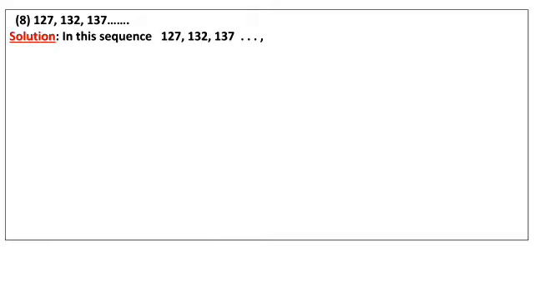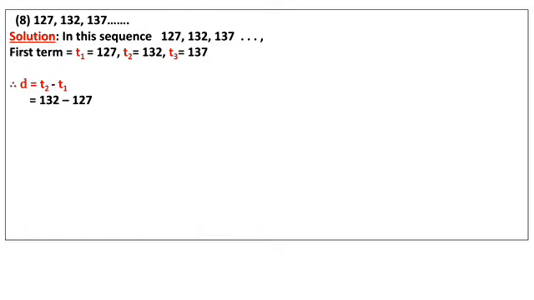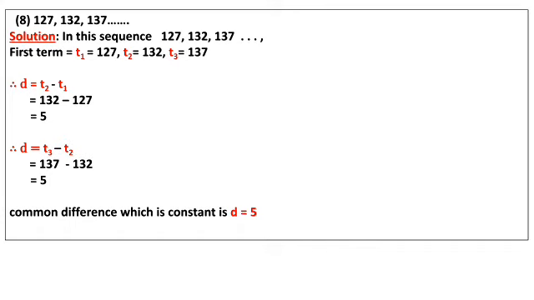Now the next one, the eighth one. 127, 132 and 137. Now these are very easy sums. You can do it yourself. Here you will get the common difference as 5. 132 minus 127 we get 5. So the common difference we are getting is 5. Therefore the sequence is an AP. Okay.